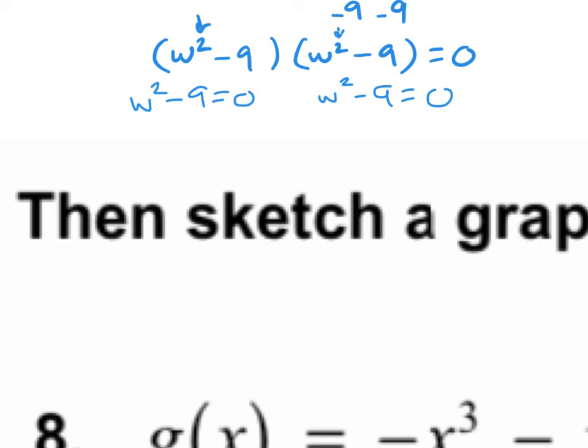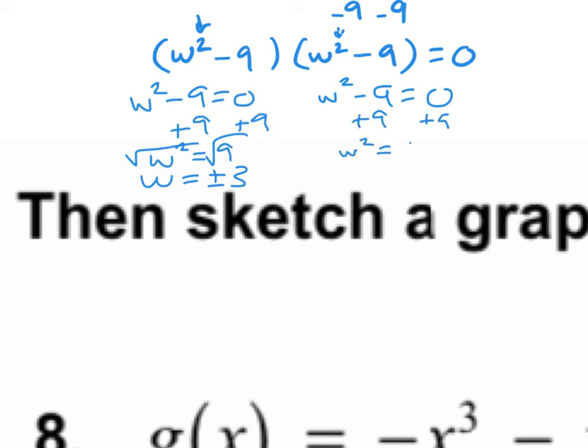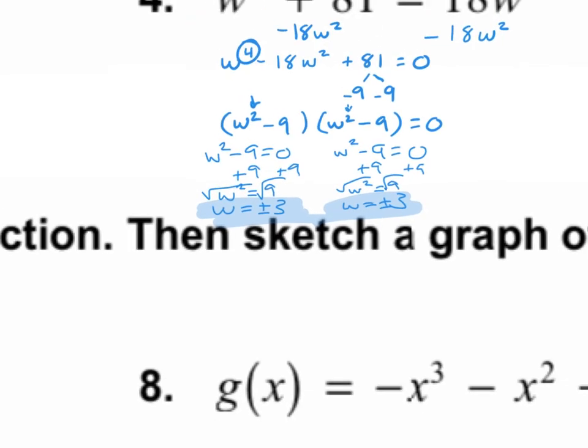How do we solve the first equation? Subtract or add 9. So w squared is equal to 9. Square root. So what's w equal to? What's the one thing you can't forget when you take the square root of both sides? Plus or minus 3. And then the next one we do exactly the same thing because it's the same exact equation. So our answers here are plus or minus 3. We wouldn't need to list it twice, but if you wanted to, you could. Any questions on this one?